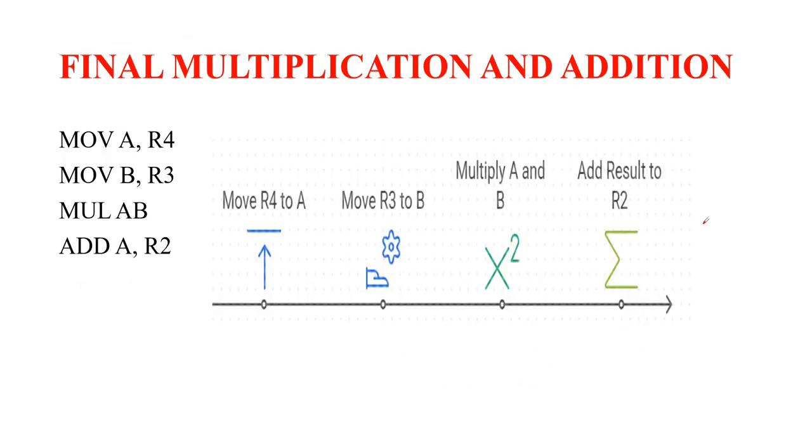Next is the final multiplication. So here the value of R4 is moved to A. Then the value of R3 will be moved to B, and we will multiply A and B. Once this is done, we will add the result to R2.